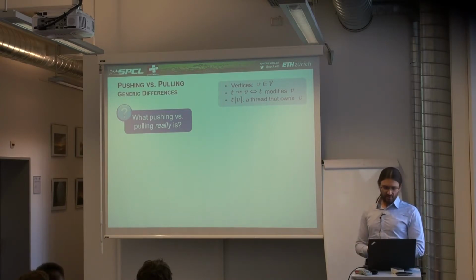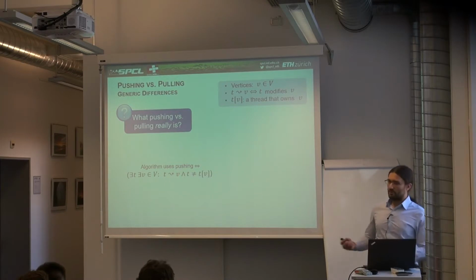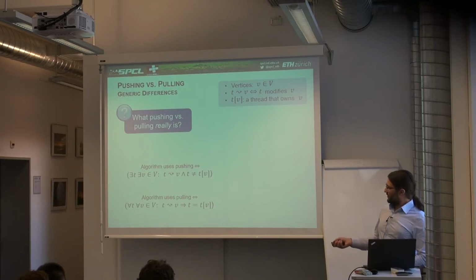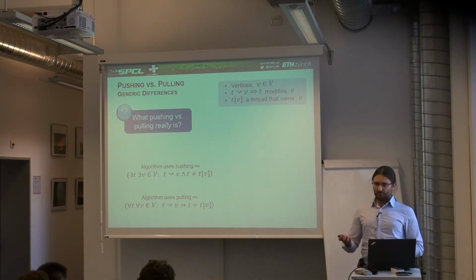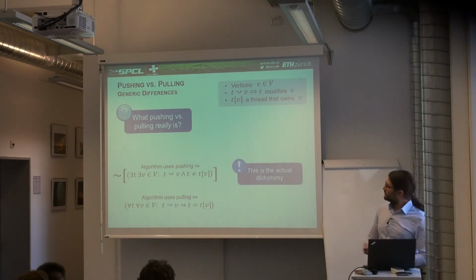Right? And now it turns out that an algorithm uses pushing if and only if there exists a thread and there exists a vertex in V such that this thread modifies this vertex and this thread is not the owner of the vertex in this partitioning. Right? On the other hand, we can use pulling if and only if for all the threads and for all the vertices, if this thread modifies this vertex, this means that this thread is the owner of the vertex. And now the cool thing is that actually this is the actual logical dichotomy. So if we take the negation of the first one, we get the other one.